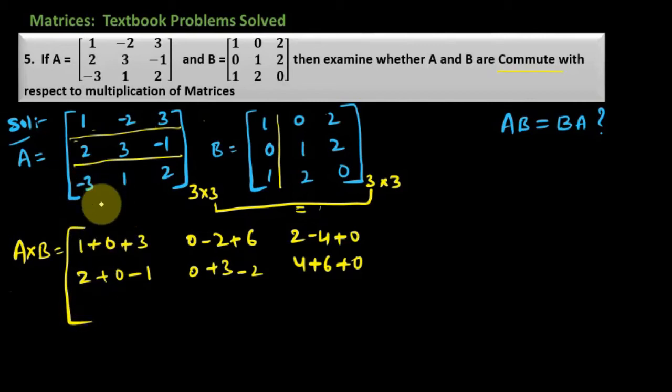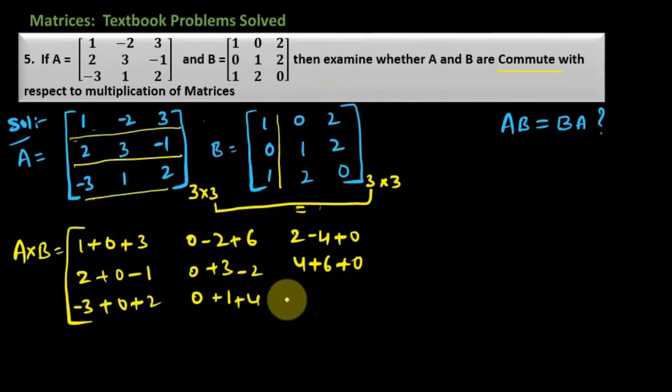Similarly, the third row elements, same, fix this third row and multiply with each column's elements. So minus 3 into 1 is minus 3, then 1 into 0 is plus 0, then 2 into 1 is plus 2, then minus 3 into 0 is 0, then 1 into 1 is 1, then 2 into 2 is plus 4. Last, minus 3 into 2 is minus 6, then 1 into 2 is plus 2, then 2 into 0 is 0. Okay, now simplify this, we will get the value of AB.